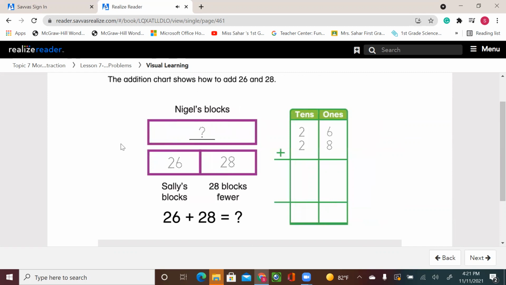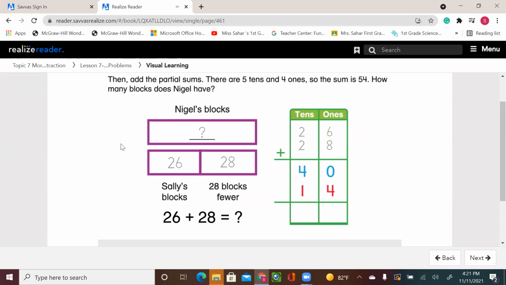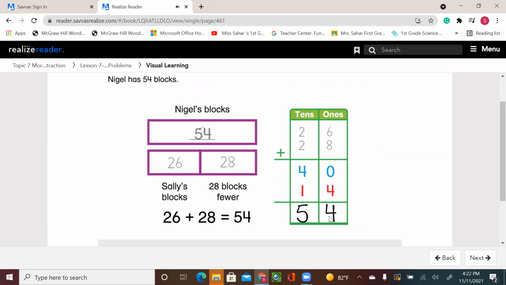The addition chart shows how to add 26 and 28. First, add the tens. 2 tens plus 2 tens equals 4 tens, or 40. Then add the ones. 6 ones plus 8 ones equals 14 ones, or 10 and 4 ones. Then add the partial sums. There are 5 tens and 4 ones, so the sum is 54. How many blocks does Nigel have? Nigel has 54 blocks.